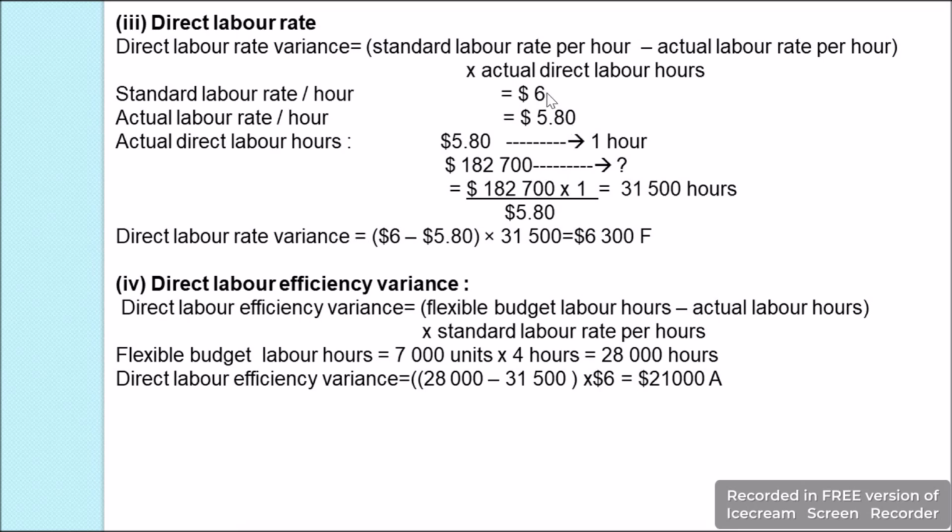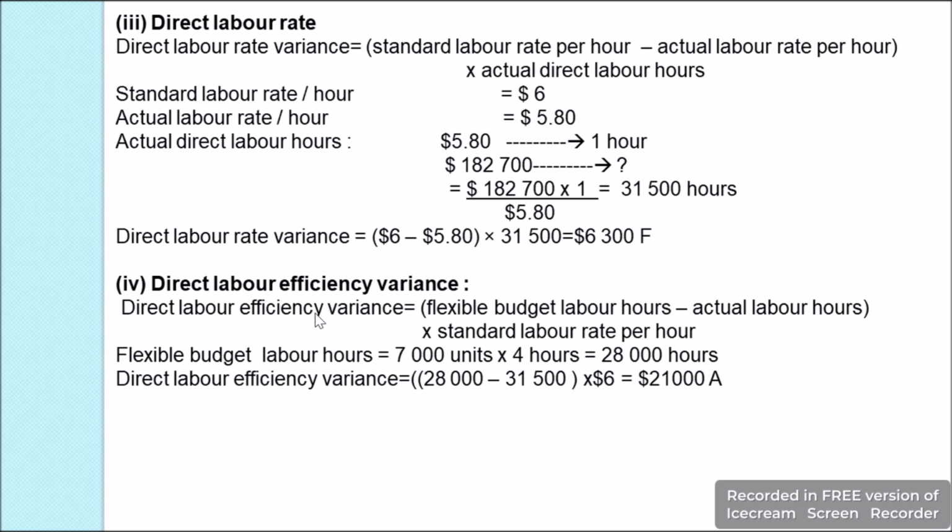So now we will put it in the formula, that is direct labor rate variance will be equal to $6, which was the standard rate. From there we subtract $5.80, which was the actual rate. We get 20 cents, and we multiply this with 31,500. We get a favorable variance of $6,300.